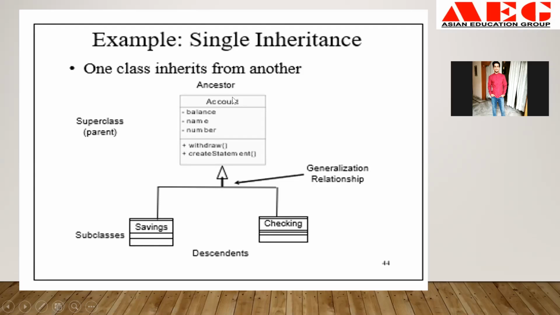The generalization concept is there. Generalization means that the saving account and checking account will both have these features, but the saving account can have its own features also, and the checking account can have its own features also. So this is a representation of inheritance in a UML diagram.